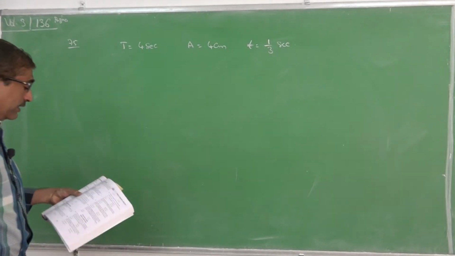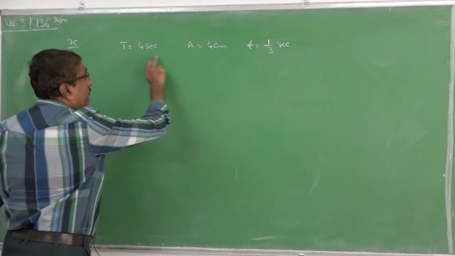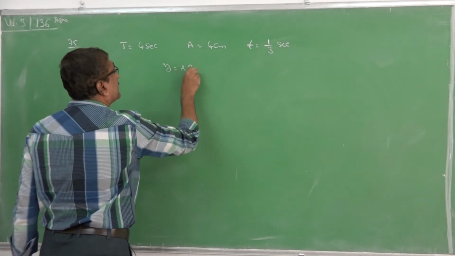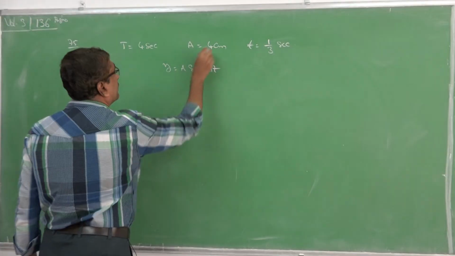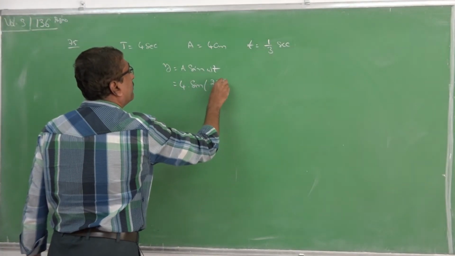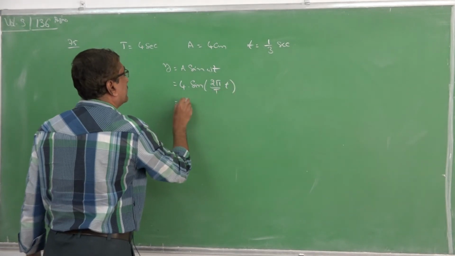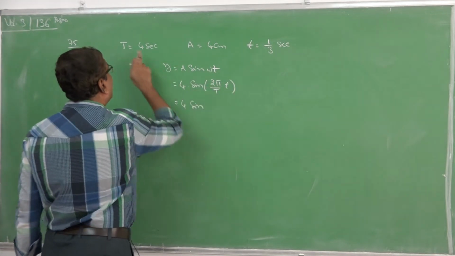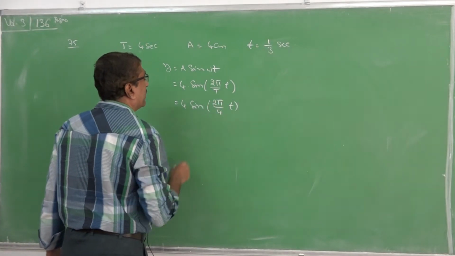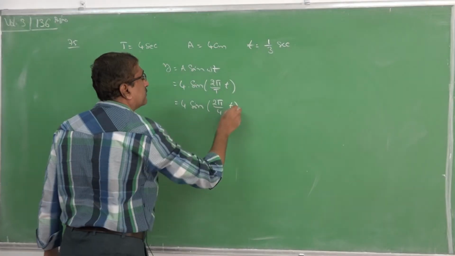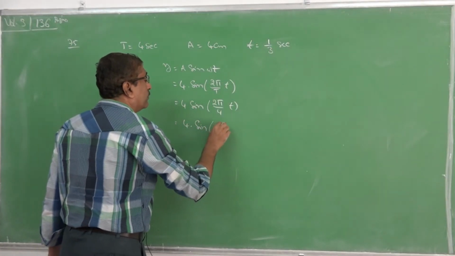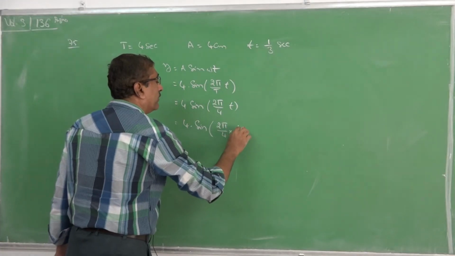Okay. Now to calculate that, we can write y is equal to A sin omega t. First we write this. Given y is 4 sin, and omega we can write as 2 pi by capital T into t. So this is 4 sin 2 pi by T, T is 4 seconds, that is 2 pi by 4 into t. Now we have to find at small t equal to 1/3 second, that is 4 sin 2 pi by 4 into 1/3.